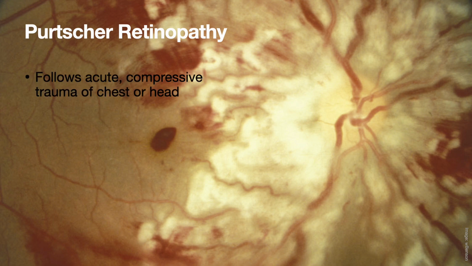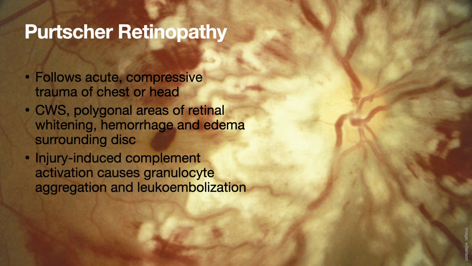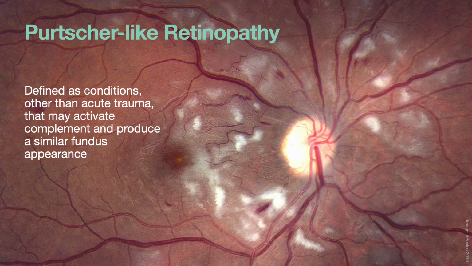Okay, so Purtscher retinopathy follows acute compressive trauma of the chest or head. Cotton-wool spots are polygonal areas of retinal whitening, hemorrhage, and edema surrounding the disc, and it's injury-induced complement activation, leukoembolization, granulocyte aggregation, lots of big words. FA shows leakage and arterial obstruction. With Purtscher flecken, that's these white things, you get intraretinal whitening with a clear zone on either side of the retinal vessels. So that's one of the cool features. When you start to see this clearing, that fits with Purtscher flecken. Here's more Purtscher flecken again, clearing along blood vessels there and there.